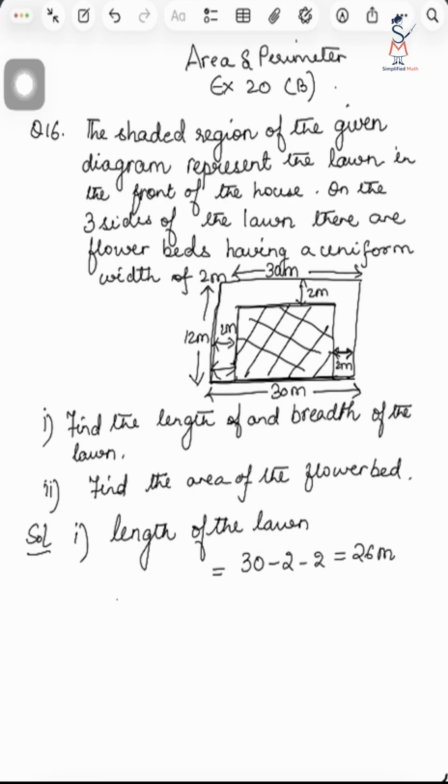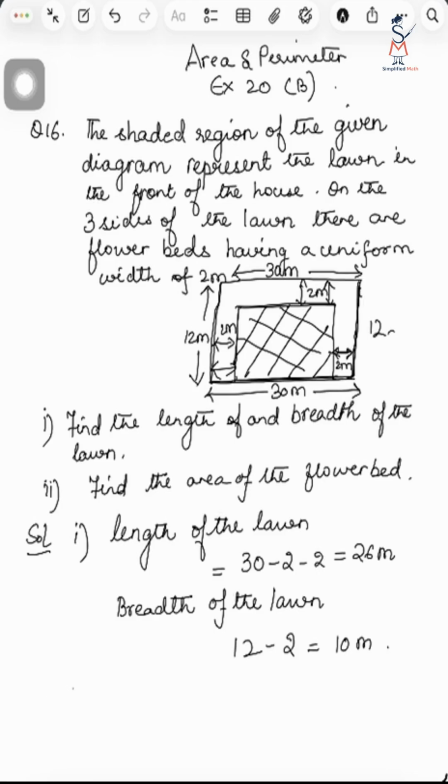And what will be the breadth of the lawn? Breadth of the lawn will be, what is the breadth of the total area? This much. It is 12. So from 12 we will subtract only 2 one time, because the flower bed is not at the bottom, it is only in the left, right and top. So top one we will subtract from this 12. So this will become your 10 meter.